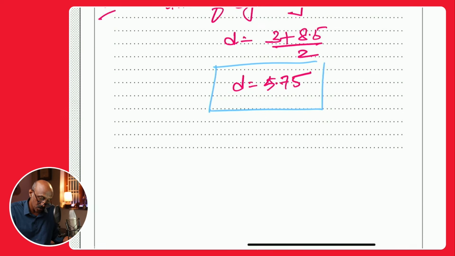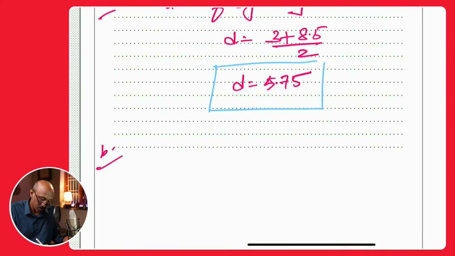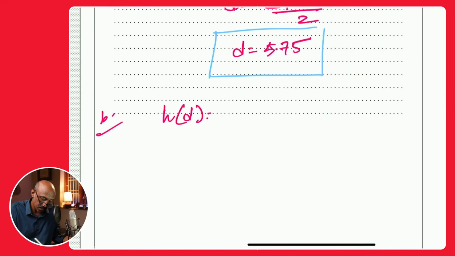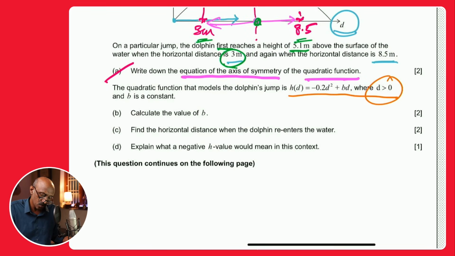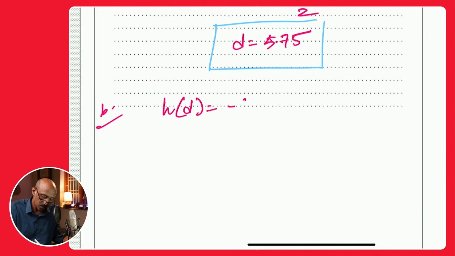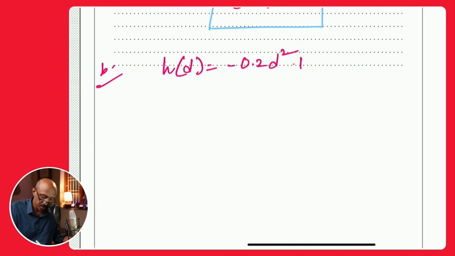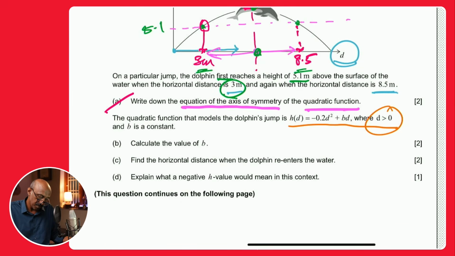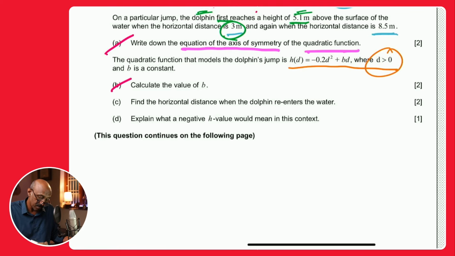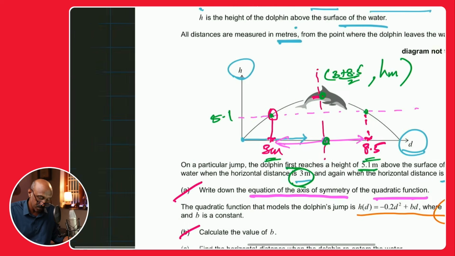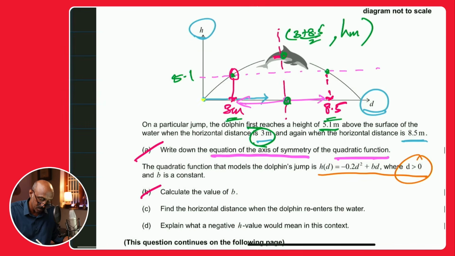So let me write it down. Sorry, that's the height, right? Height of d is given by negative 0.2 d squared plus b times d, and they've said d is positive. All right, what are they asking? b is a constant. Calculate the value of b. Now, remember, this is what our quadratic is, and since there is no constant term, it means that there is no y-intercept. So it's just about that point.